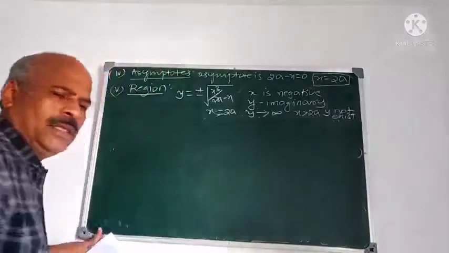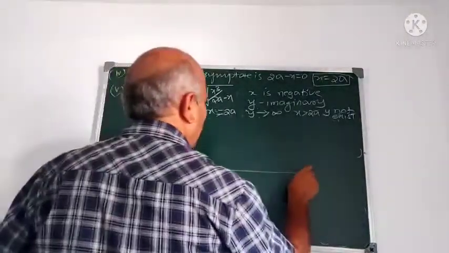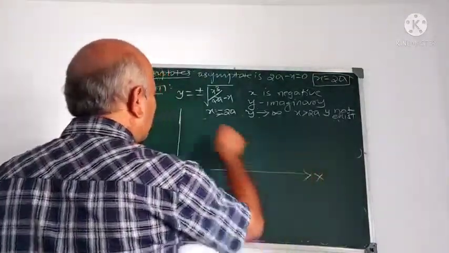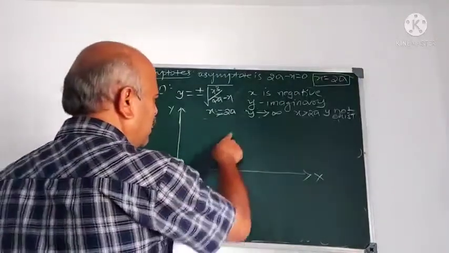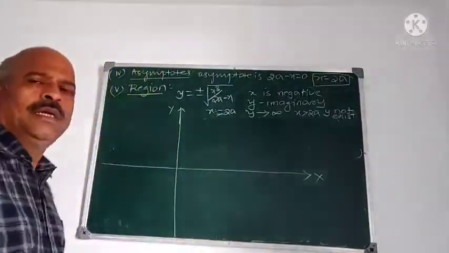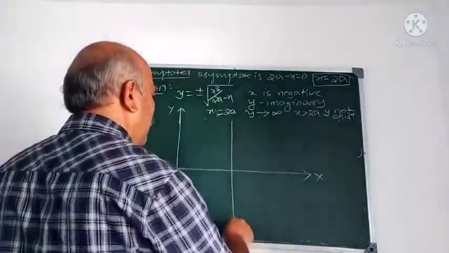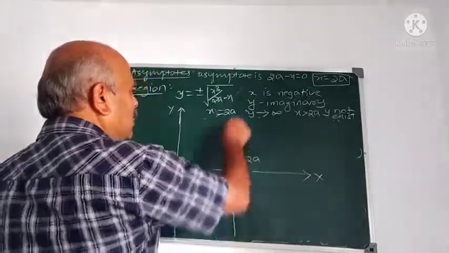First thing is, I take the coordinate axes now. And the curve is symmetric about the x axis. Above the x axis and below the x axis, the shape of the curve is the same. That is the meaning. Now I take x is equal to 2a. This is the line. Why is this the line? Because it is the asymptote.